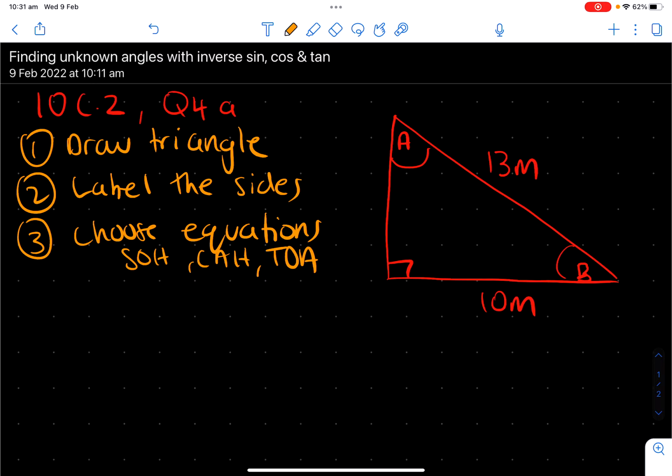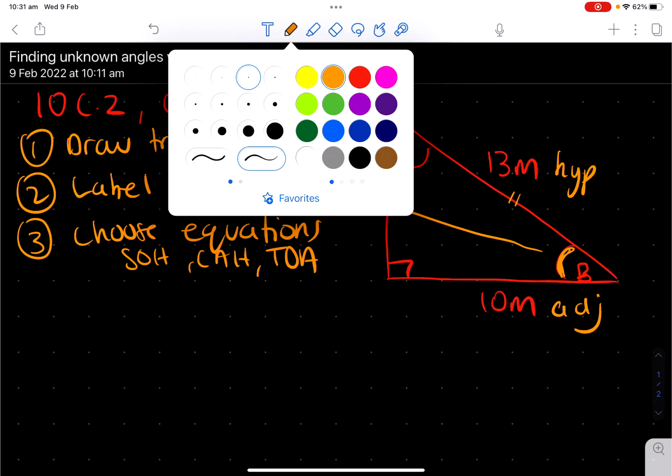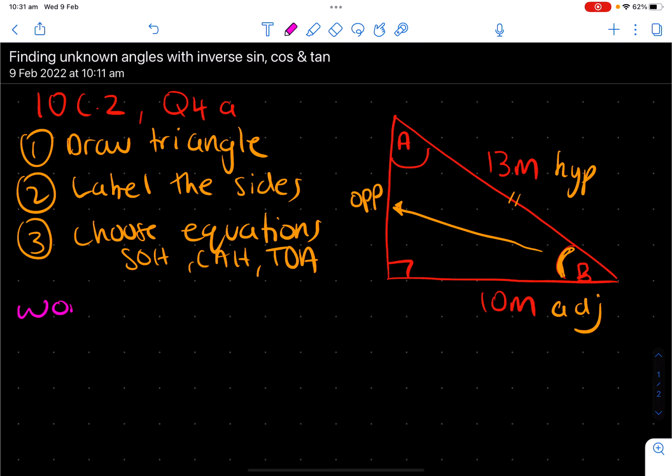So based on angle B, we're going to call this our opposite side. This is our hypotenuse, being the longest side. And this is our adjacent side next to it, the one remaining. So I'm just going to write here, working out angle B.